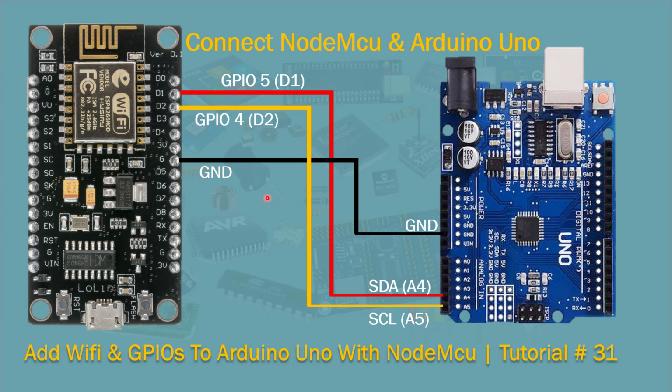So here's a connection diagram for the NodeMCU and Arduino Uno. We're going to be using the Wire library for the I2C protocol. So it's very easy and simple to hook this up. Basically D1, which is GPIO 5, gets connected to A4 on the Arduino Uno, which is SDA also. And D2 will be connected to SCL or A5. Here I'm using female to male breadboard wires to connect these two, and then you would just basically connect ground to ground.